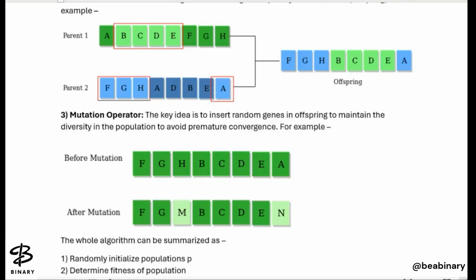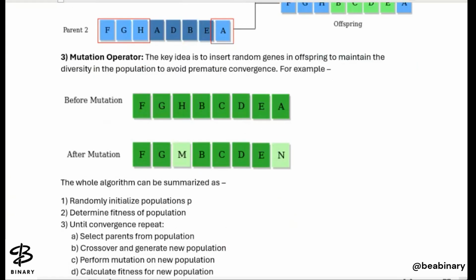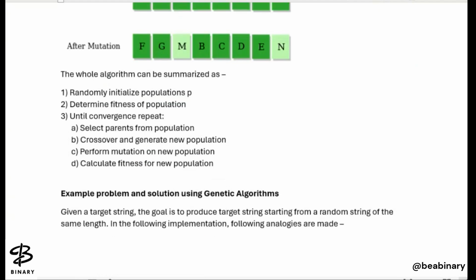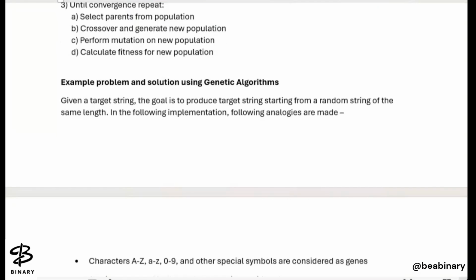So the whole algorithm can be summarized: randomly initialize the population, determine the fitness of the population, and repeat until convergence: select parents from the population, crossover and generate a new population, perform mutation on the new population, and calculate the fitness for the new population. When we talk about a new population, we are simply talking about new data in the knowledge base.